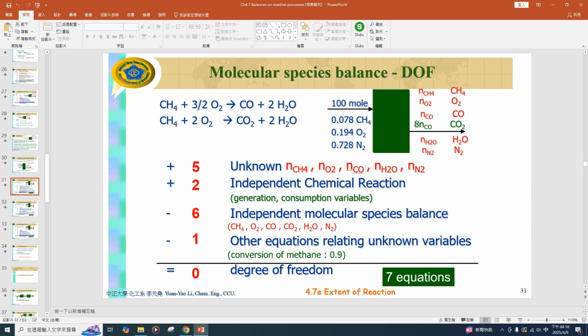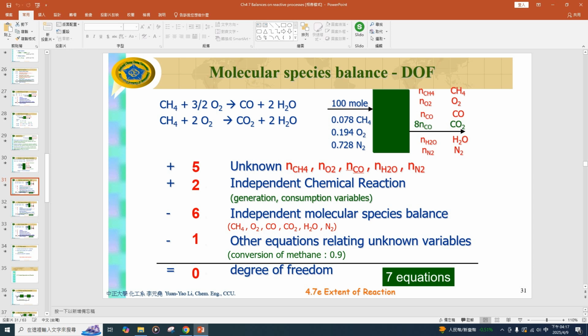For example, this question involves 2 chemical reactions, so you have to add 2 here. So 5 plus 2. And then you have to minus independent molecular species balances. How many species in this process? In this question, there are 6 species: methane, oxygen, carbon monoxide, carbon dioxide, water, and nitrogen.